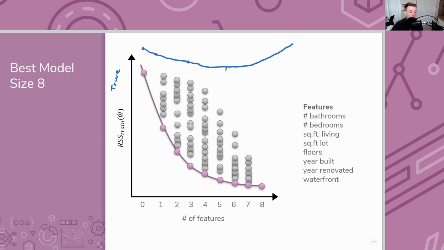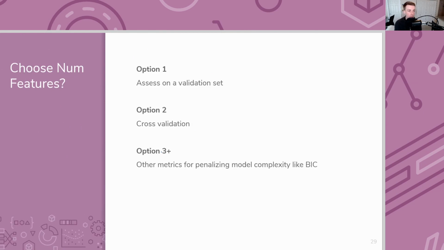Now, this approach we call all subsets, because what we've done here is we've tried every possible subset of features to try to determine which one's best. Now, to determine which subset's best, you have a few options. You can use a validation set, find the subset that has the best validation accuracy, or maybe use cross-validation, which is a very similar approach.